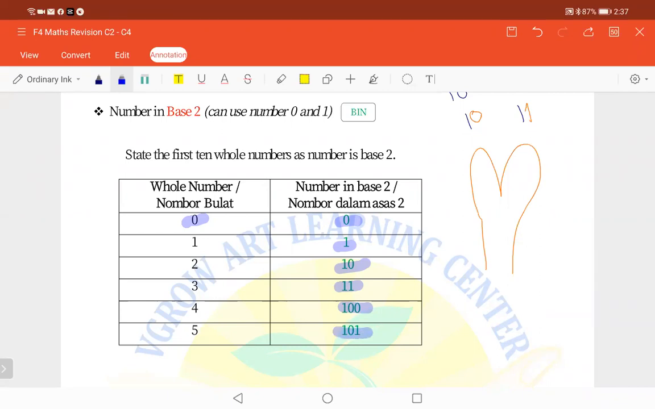Next number, can you type in the chat box what is the next number? Base 10 is 6. What about the number in base 2? Okay. Yeah, correct. 110. Yep. So just add it. 110.